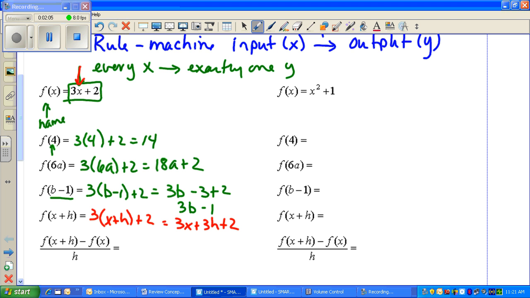Now lastly, we have this whole combination, and this is called a difference quotient. It's called a difference quotient, difference for subtraction, and quotient because we have this division involved. So I'm going to take what I had initially in the problem above, f of x plus h, which we found to be 3x plus 3h plus 2. Then I'm going to subtract my function, f of x, which is 3x plus 2. Notice the parentheses in front of the subtraction sign because I need to distribute that, all over h.